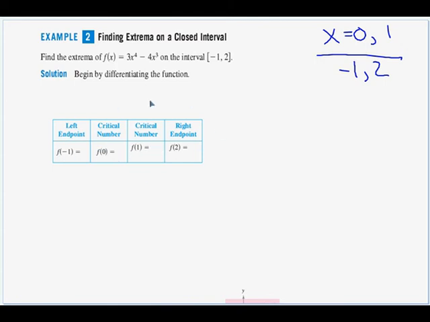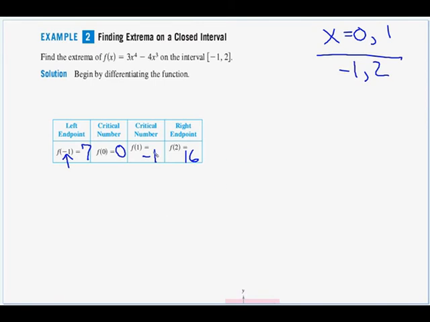Now to make it easy, if you want to evaluate these on the TI-89 calculator, go to the Y editor and input the original function f of x. Go to table set and make sure it is set to ask mode. And then go to the table itself and plug in these values. If we plug -1 into the original function, we get an output of 7. If we plug 0 into the original function, we get an output of 0. If we plug 1 into the original function, 3 minus 4 is -1. And if we plug 2 into the original function, we get an output of 16.